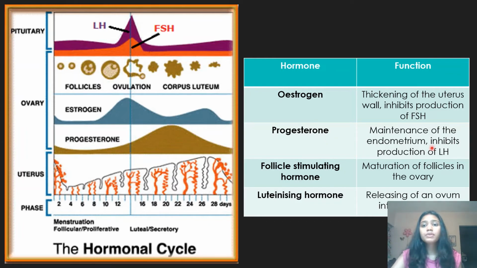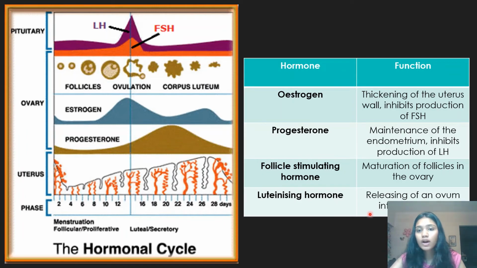Progesterone helps in the maintenance of the uterus wall, or the endometrium. So estrogen helps thicken it, and progesterone helps maintain the thickness. It doesn't help thicken it, it helps maintain the thickness. And it inhibits the production of LH. Basically, progesterone is high after ovulation because that is when the egg cell is released. And so progesterone has to make sure that no other egg cell is released and that the uterus wall remains thick. So progesterone inhibits LH, stops the production of LH, and maintains the uterus wall.